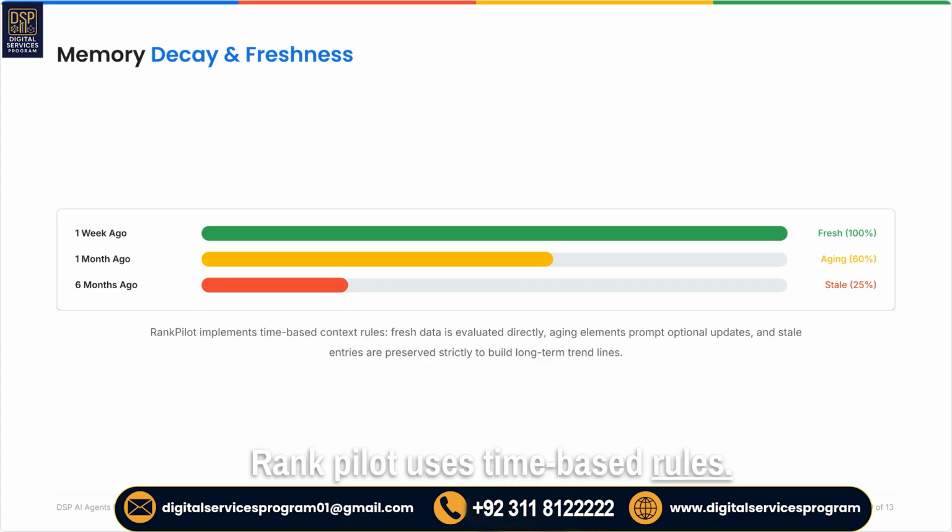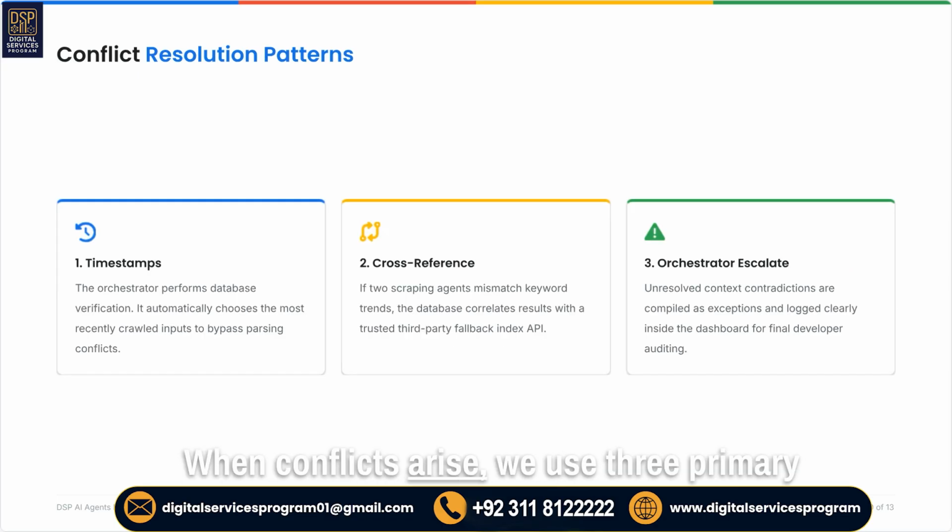Managing memory decay is crucial. RankPilot uses time-based rules. Fresh data is prioritized, aging data may trigger updates, and stale entries are archived to maintain long-term trend lines. When conflicts arise, we use 3 primary patterns: relying on timestamps for the most recent data, cross-referencing against third-party fallbacks, or escalating contradictions to an orchestrator for developer review.